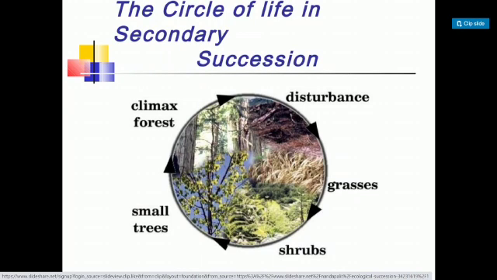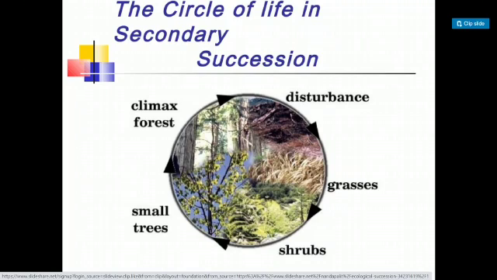So here you're watching the hierarchy of events which can occur in secondary succession. This is called the circle of life in secondary succession. First of all, an area which was occupied by some kind of species can be disturbed, and this disturbance could be natural or due to human activities, in the form of hurricanes, cyclones, floods or forest fires, which result in the elimination of species and the formation of a bare area.